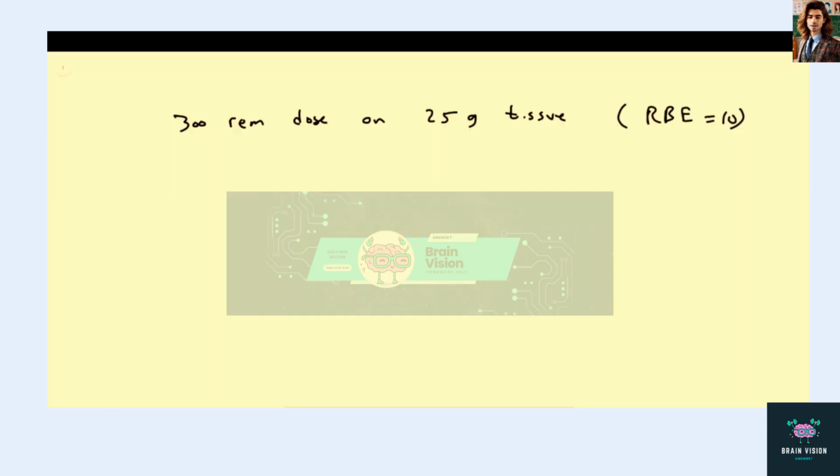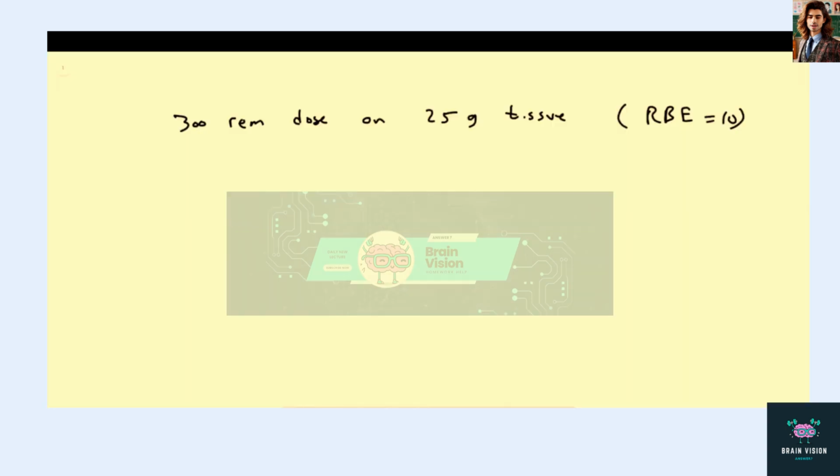So we're told that a person is exposed to fast neutrons on 25 grams of tissue, and that they receive a radiation dose of 300 REM from neutrons with an RBE of 10. The first thing we want to find out is how many rad this person received.